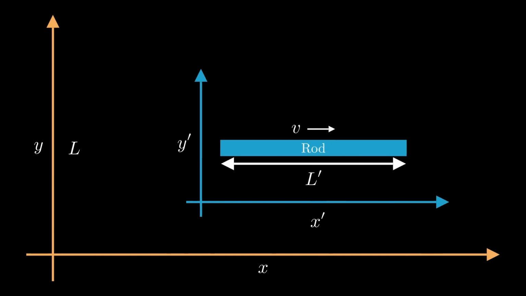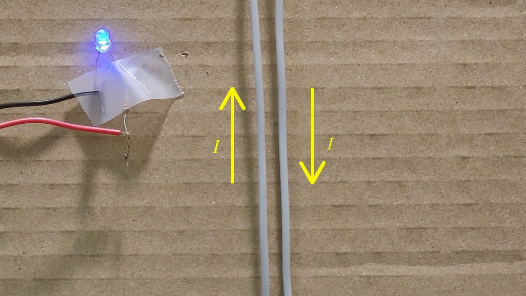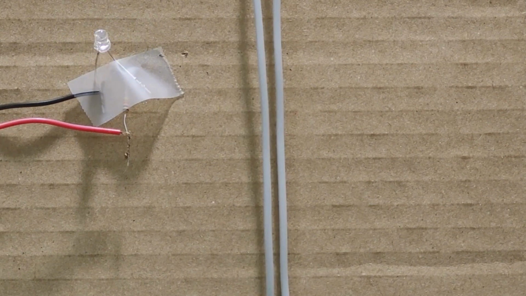The length of a moving object is measured to be shorter than its rest length. Known as length contraction, this complex idea from the theory of special relativity reveals itself in this seemingly simple and easy to carry out experiment.